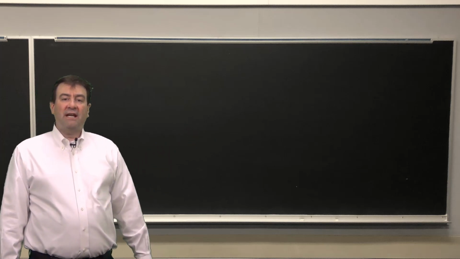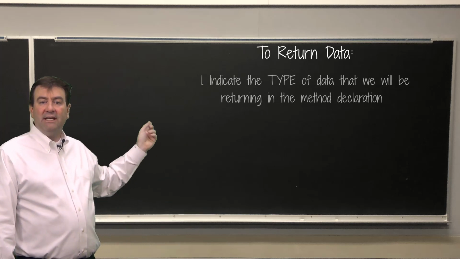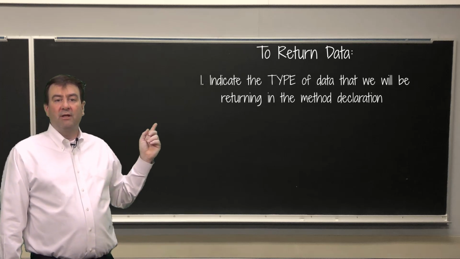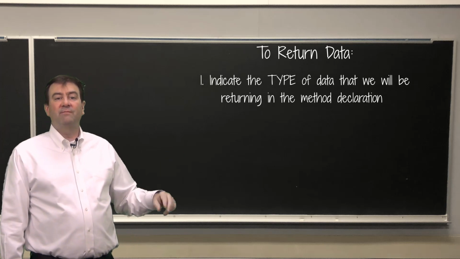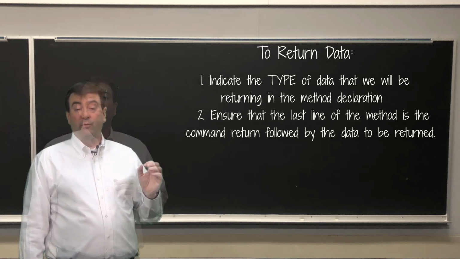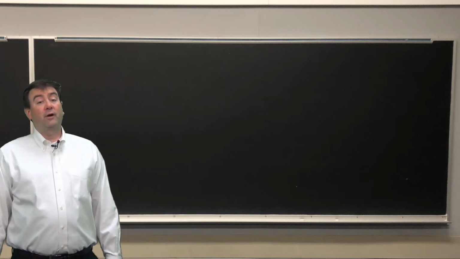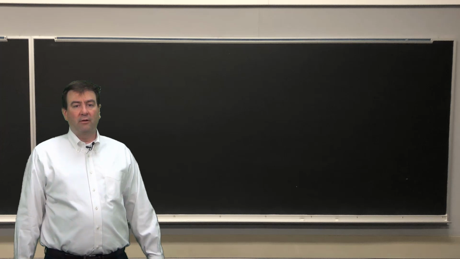In order to return data from a method, we must do 2 things. Number 1, indicate the type of data that we will be returning in the method declaration. And number 2, ensure that the last line of the method is the return command followed by the data to be returned. So for our square method, we would create it as follows.